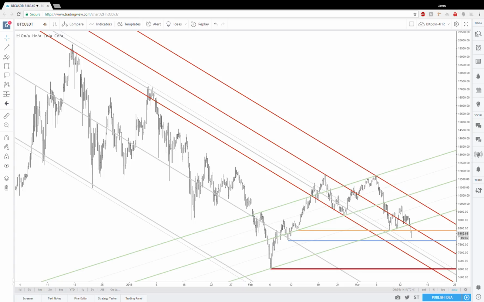This is my 4-hour chart of Bitcoin. This is BTC USDT, and this is on the Binance exchange, so that's where the numbers are coming from.